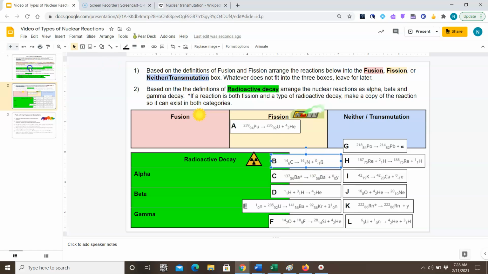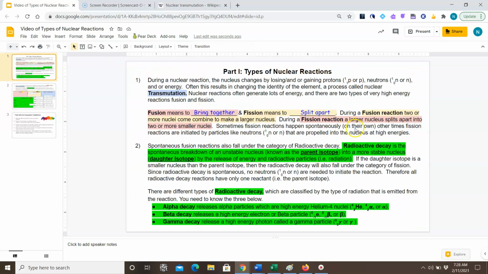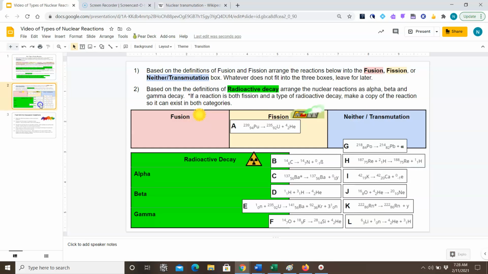But here's the thing. Remember, with fission, when you split it apart, you're taking something larger and splitting it into two or more smaller nuclei. A beta particle is not a nucleus, and you didn't make anything smaller from it. Okay? So this one, you did change it, however. We're going to put it under transmutation. You are splitting it, but you're not making anything smaller. Whereas here, polonium-239 is what you're starting off with. You made two smaller nuclei, uranium-235 and helium-4.